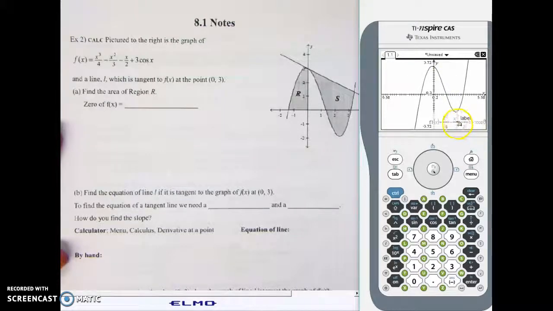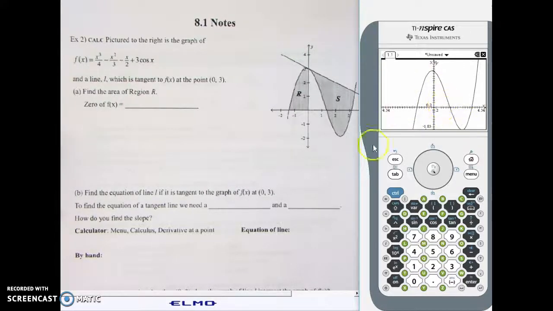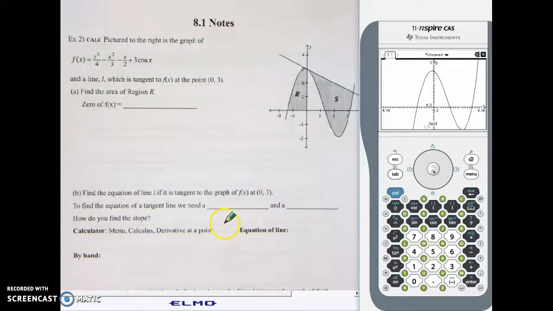So I've moved it down, or actually, if you click it, you can hit delete and the label goes away. And then you can see I zoomed in a little bit. You can grab your axes and zoom out or zoom in like that. So once that's in there, we need to get going. You can't graph the line because we don't know the equation of the line. We're actually going to find the equation of the line.